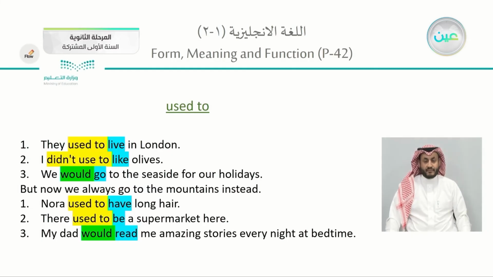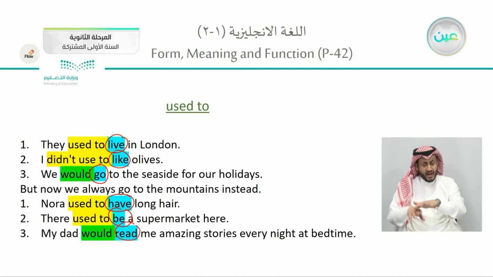Let's try to notice them. After used to, we will use the base form of the verb, like live, like. Also, after would, we will use the base form of the verb. Noura used to have long hair. There used to be a supermarket in here. And my dad would read me amazing stories every night. All of them will be followed by the base form of the verb.